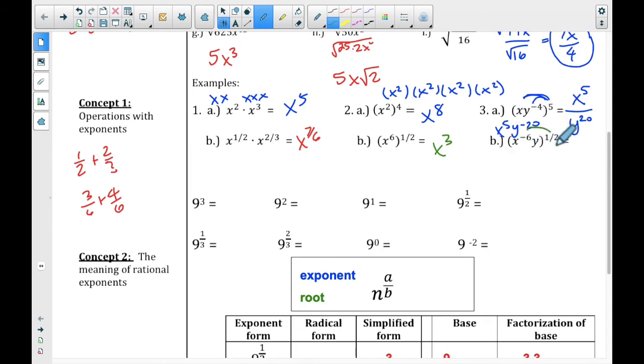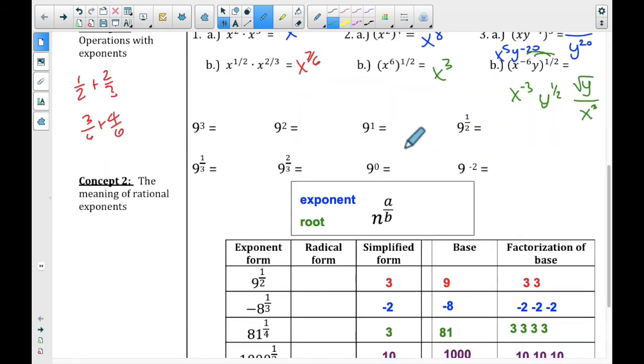And again, we can distribute this. So this is x to the negative 3, y to the 1/2. Oh, that's kind of weird. Well, the fact is 1/2 means square root. So this means the square root of y over x to the third. Let's just take a minute to review a couple of things.